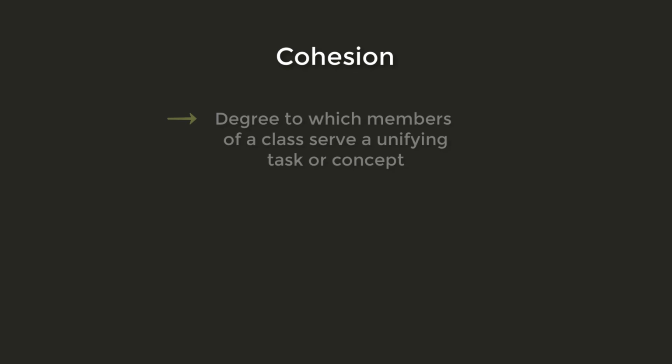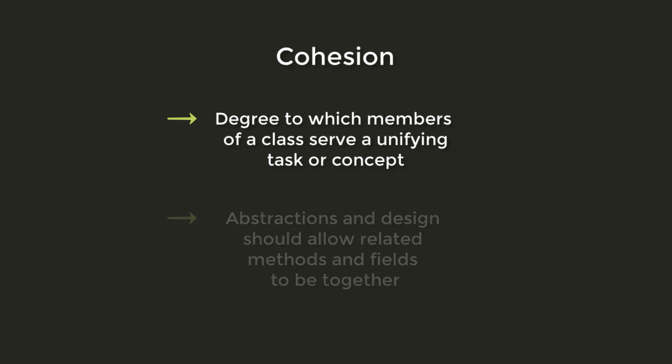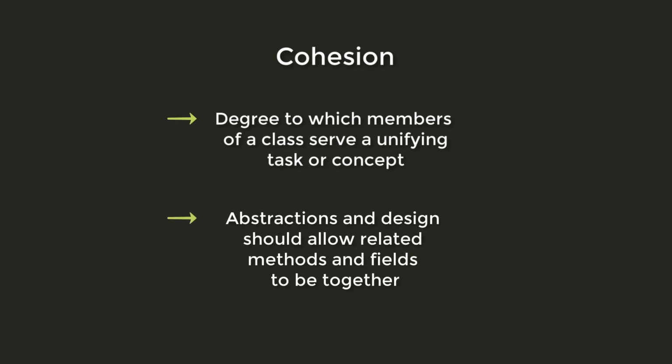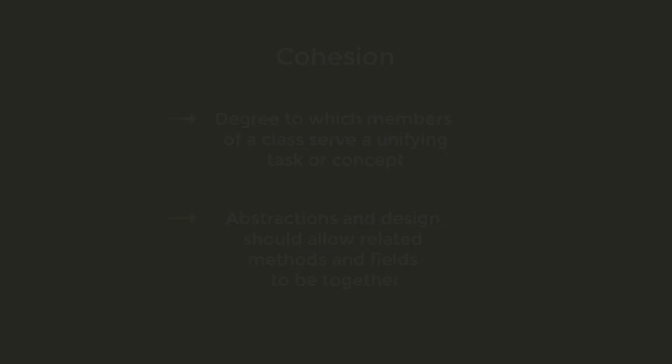Whereas coupling captured how connected classes and methods were to each other, cohesion captures the degree to which the members of a class serve a unifying task or concept. In this way, cohesion is much more about ensuring our program abstractions, and consequently our design, are sufficiently well defined to allow related methods and fields to be placed together without being interfered with by other, unrelated code.